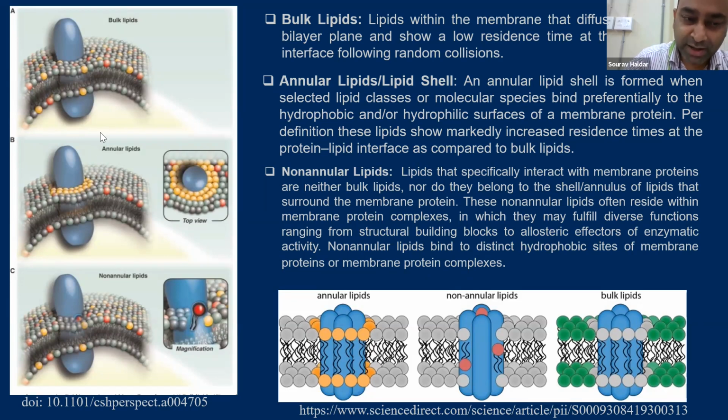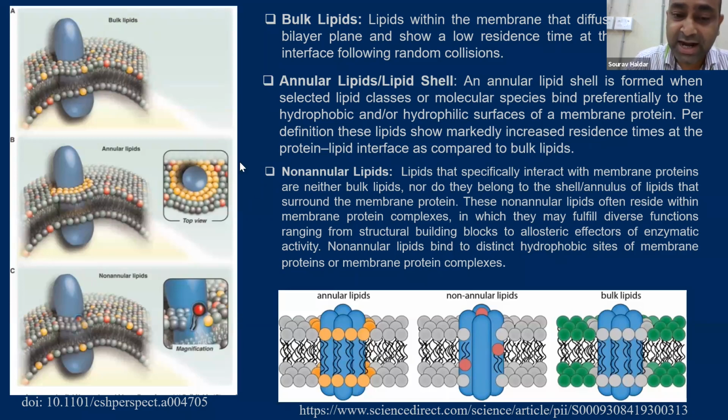So again, by the same kind of experiment, we can find out whether they are bulk lipid or annular lipid by finding out their rate of exchange with the bulk lipid. The bulk lipids will quickly exchange with each other, whereas the annular lipid will slowly exchange, right? Because they are held more tightly on the surface of the protein.